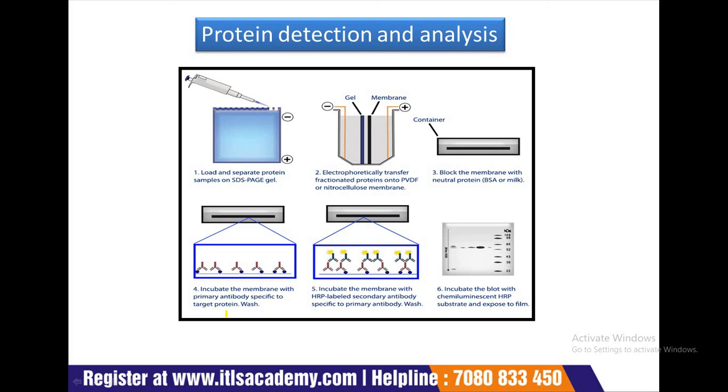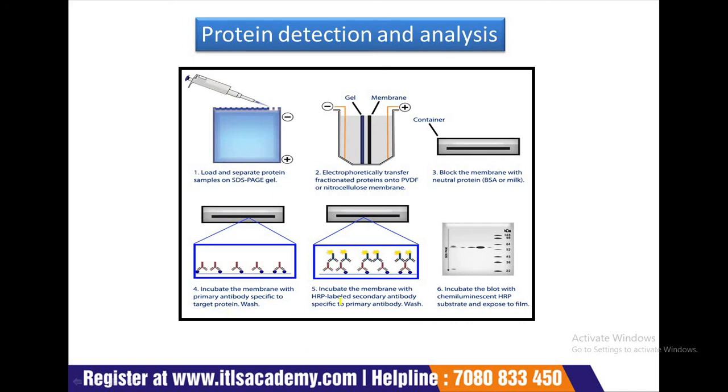And the size approximates are taken by comparing the protein band to the marker. There are several detection systems available for protein visualization, such as colorimetric detection, chemiluminescence detection, radioactive detection, and fluorescence detection. The electrochemiluminescence system is the most common detection method.